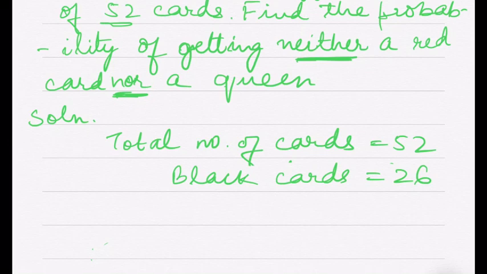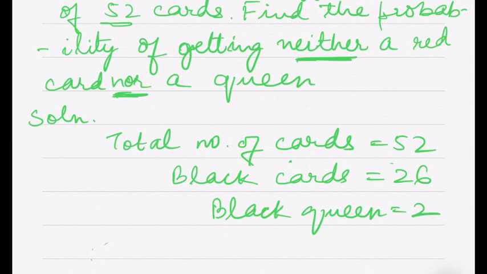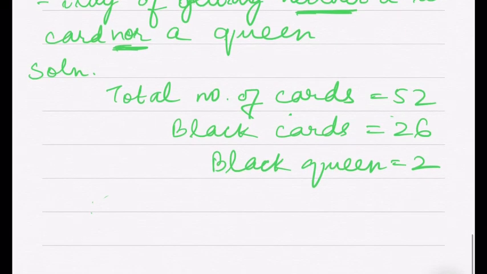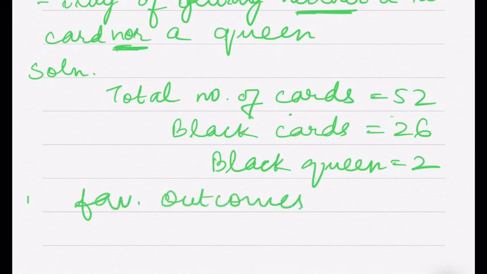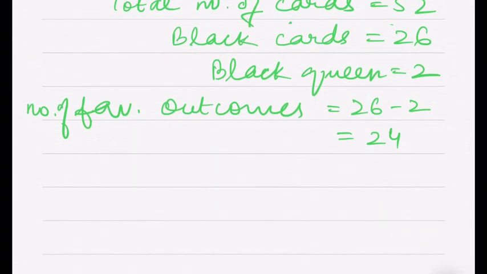Now we don't want a queen also, right? So how many queens will be there in black cards? There are 2 suits, so there will be 2 black queens, right? So I'll say black queens will be there, which I have to subtract. There will be 2, one for spades and one for clubs. So that also I don't want, it can't be queen, right? So it can't be red card, that we already omitted. So my favorable outcomes will be how much, right? Number of favorable outcomes will be equal to 26 minus 2. So that will be equal to 24.